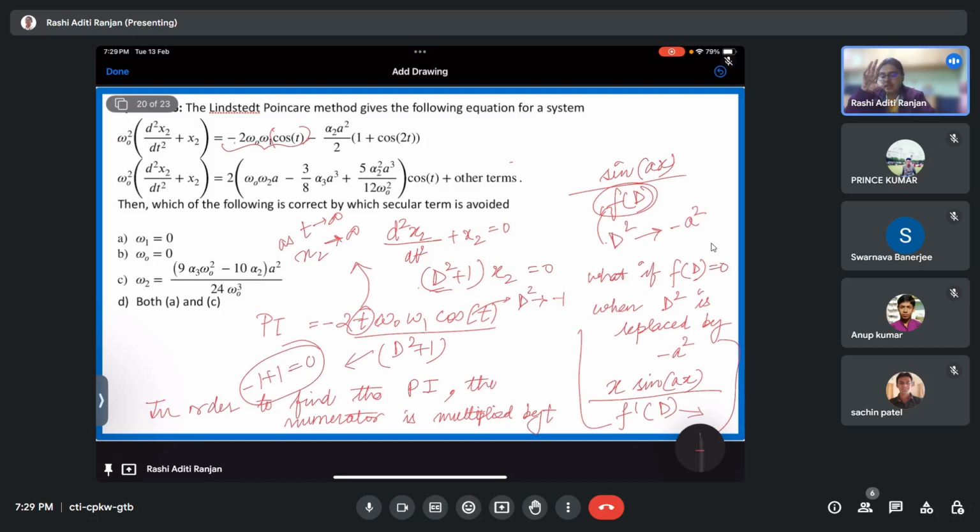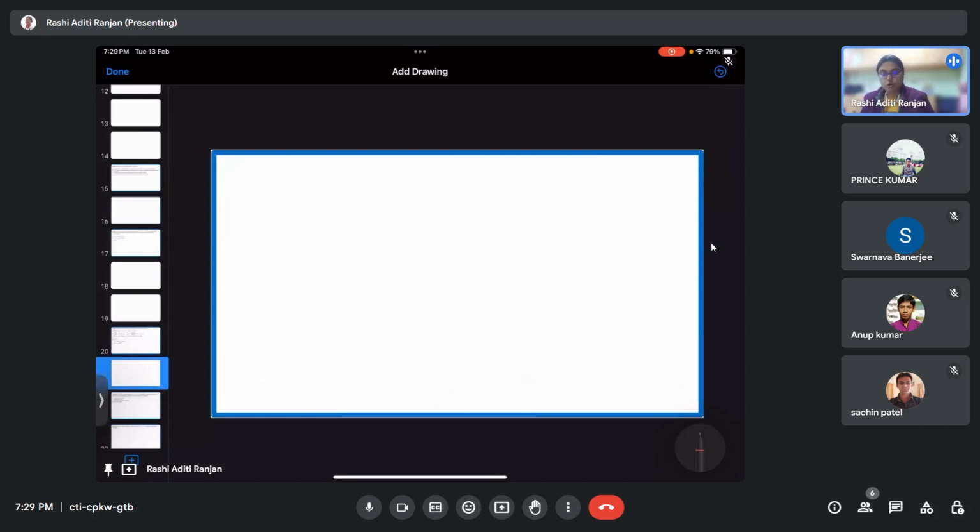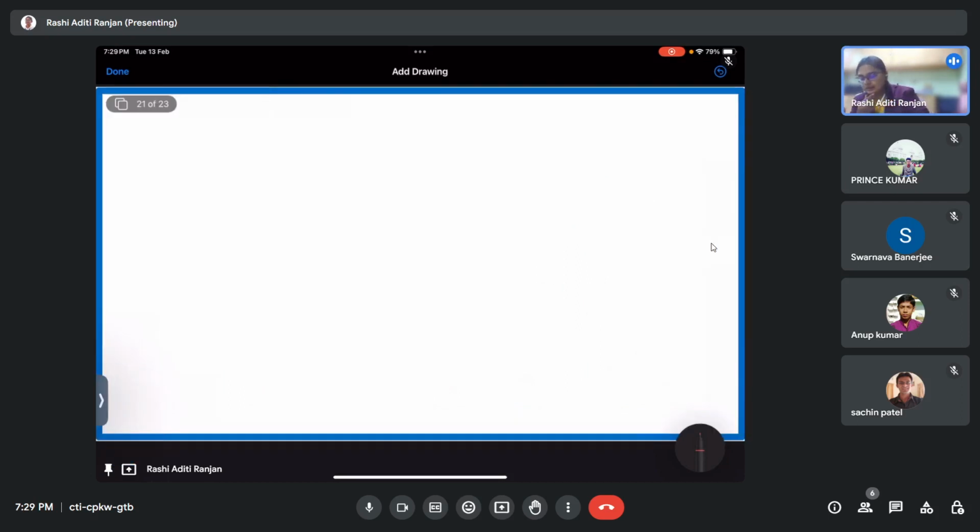Okay, so in that case, what do we do? We say that these kind of terms are known as secular terms, and these secular terms need to be avoided, which means that this should go to 0 in any case, because the system is bounded. It is always going to oscillate. Which means that this term is supposed to be 0. In order to avoid the secular term, we say that this is 0. So twice of omega naught omega 1 cos of t is equals to 0.